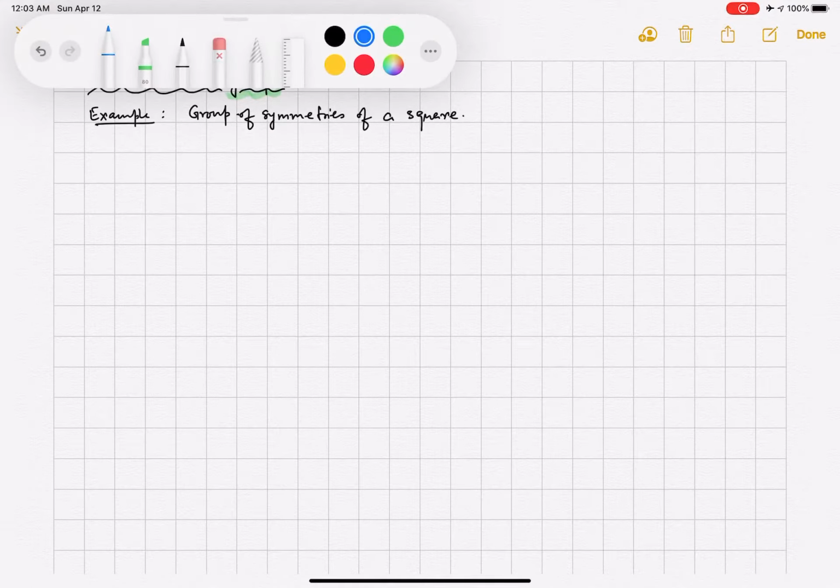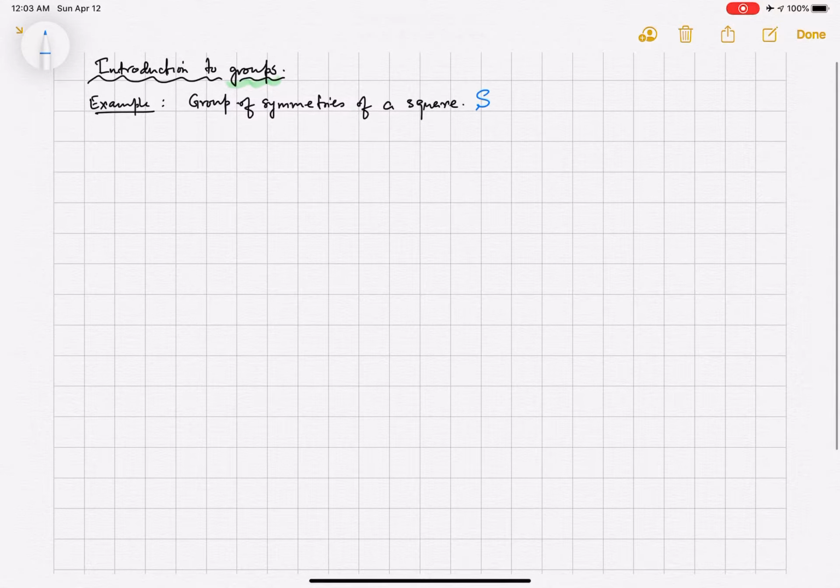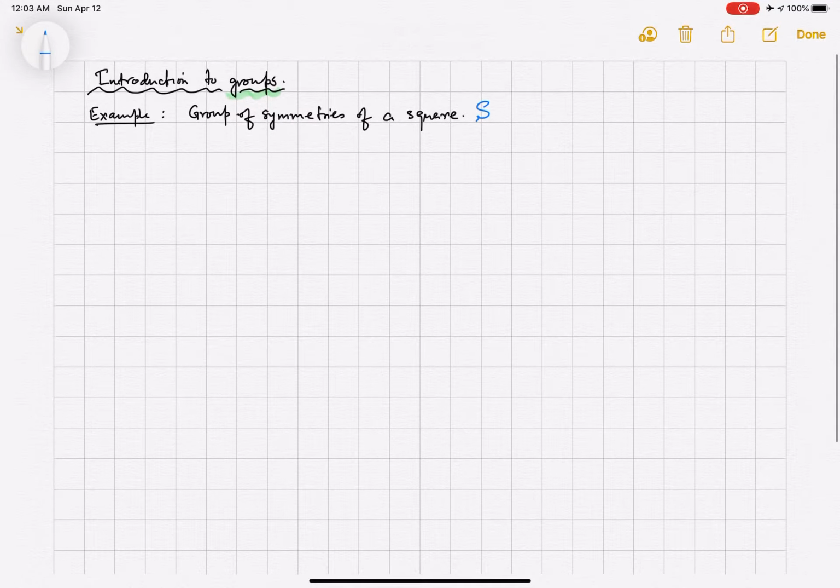So here is an example of what is going to turn out to be a group. Group of symmetries of a square S. So let's just take a square in the plane with the axes along the coordinate axes and the center at the center. This is my S, this square. You can think of a square piece of paper if you want.